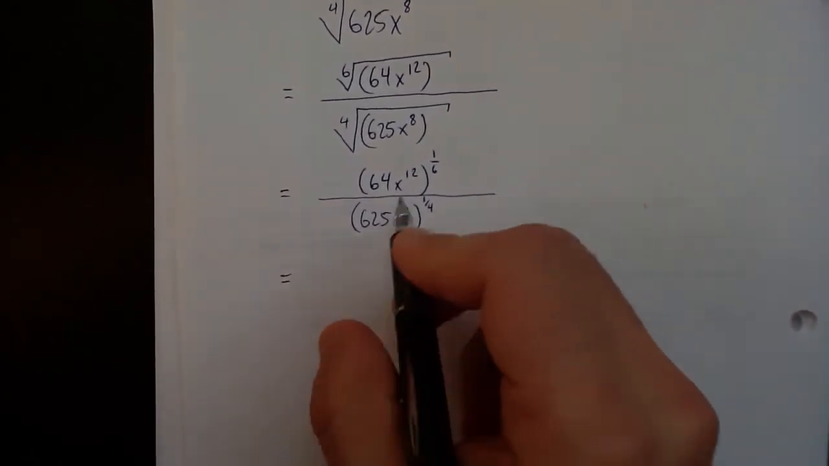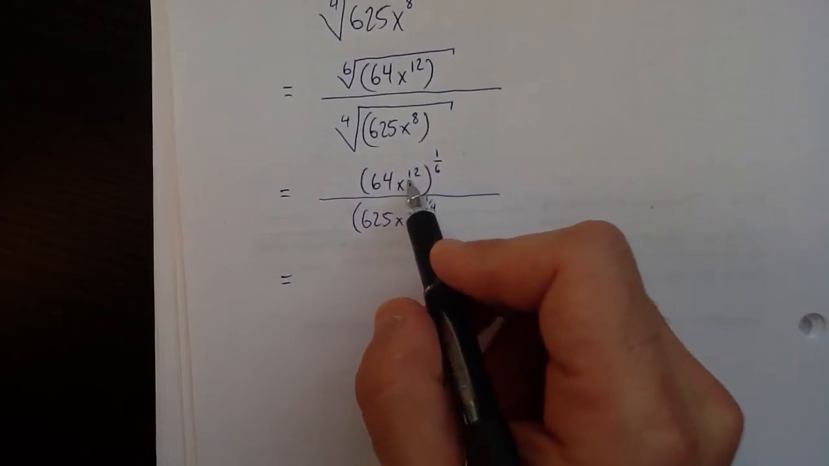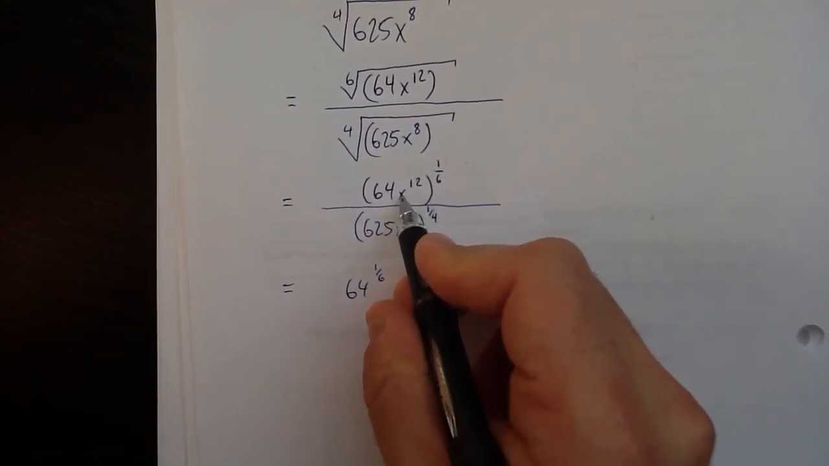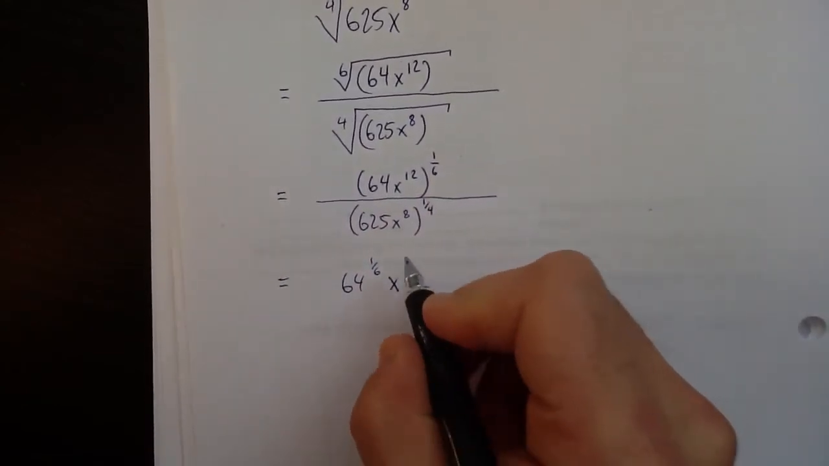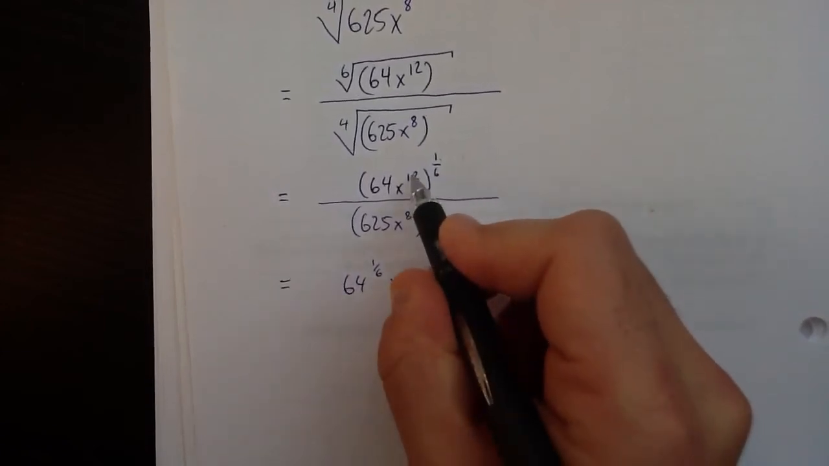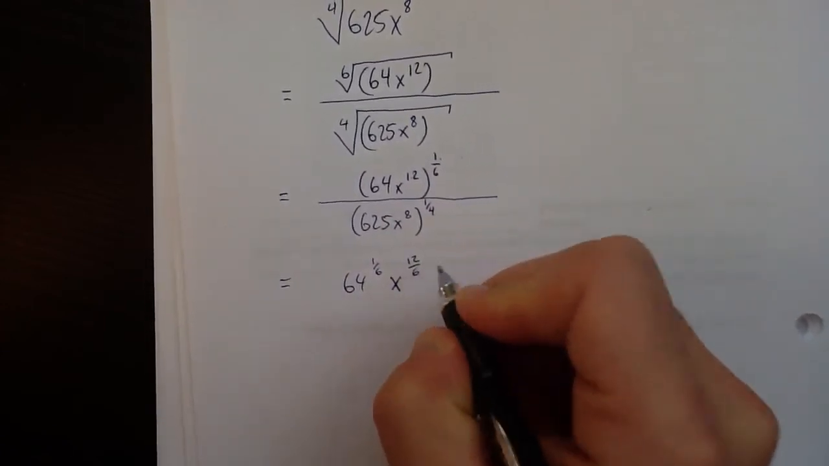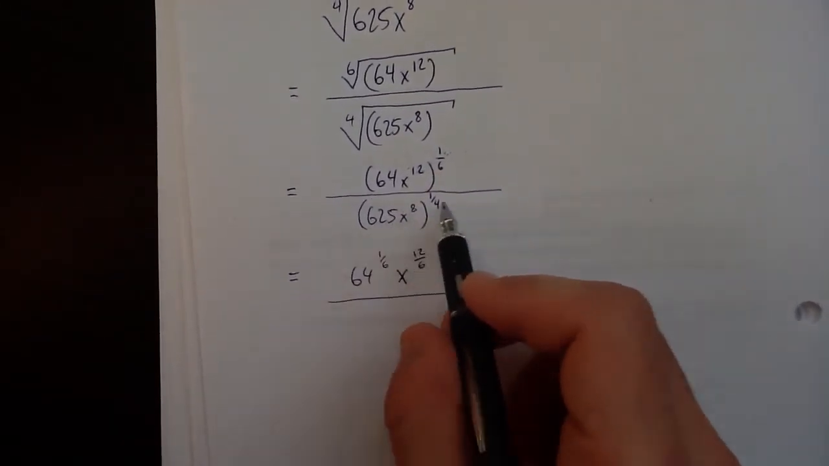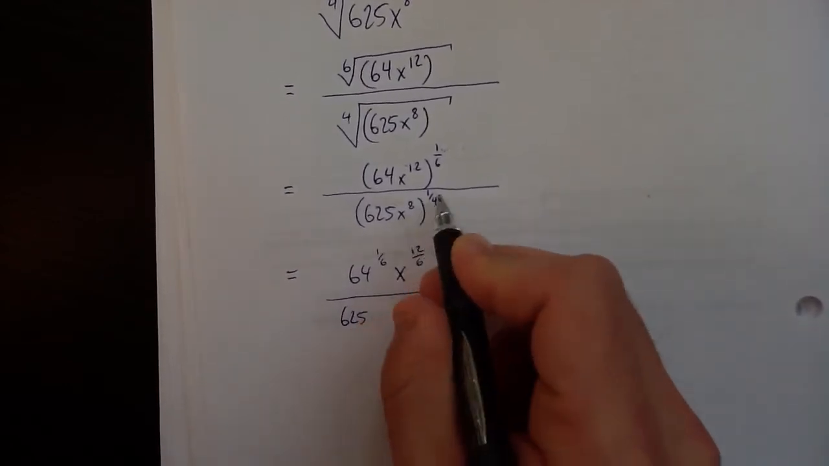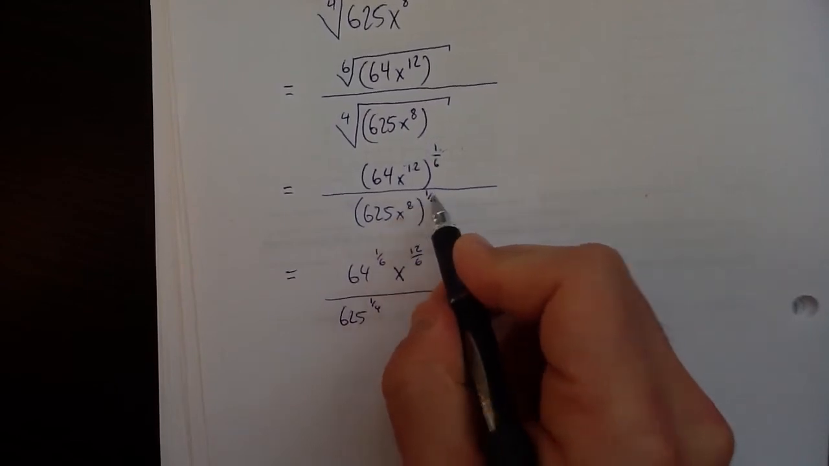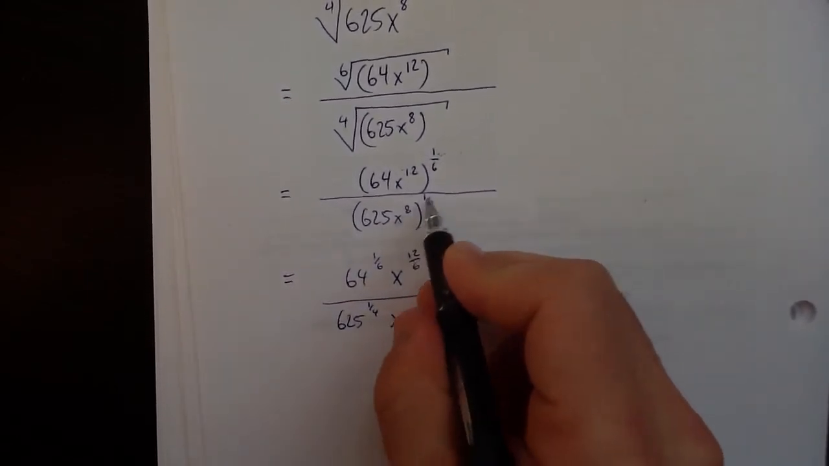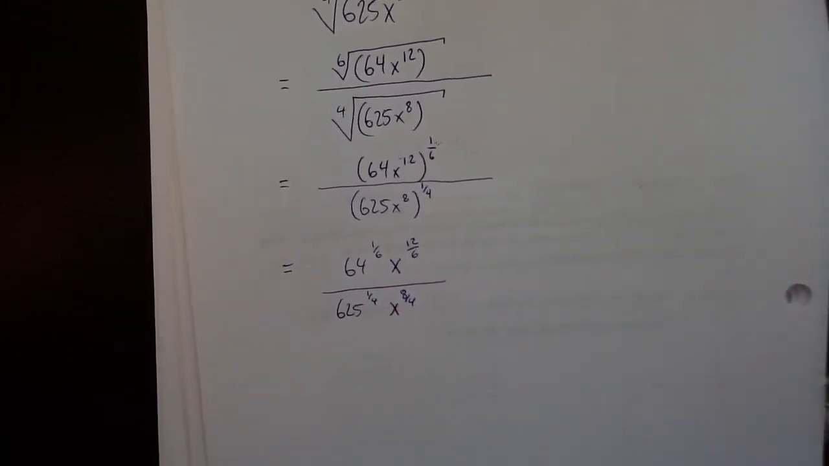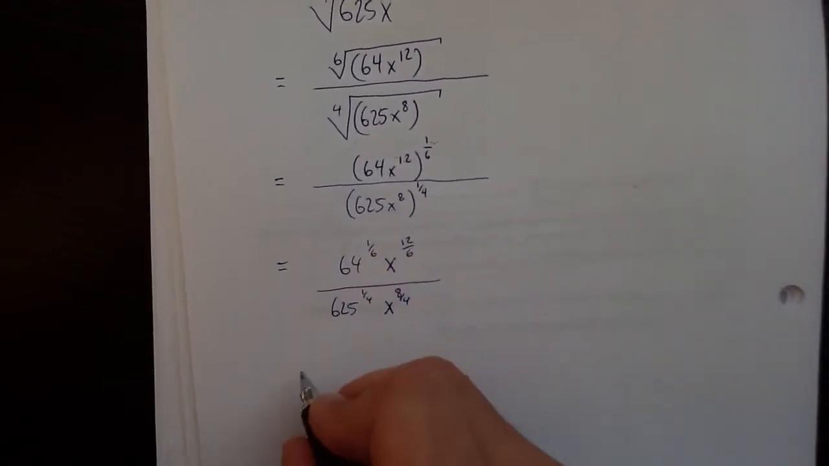Continuing this, now this is a power of a power. So this is 64 to the power of a sixth, and that's x to the power of 12 to the power of a sixth. So when you have a power of a power, you keep the base the same, and 12 times a sixth is 12 sixths. Okay, so I have 64 to the power of a sixth, and obviously that to the power of a sixth. Same thing here. This is 625 to the power of a quarter, and also x to the power of 8 to the power of a quarter. So that would be x to the power of 8 times a quarter is 8 quarters. Okay, so you have to remember that that sixth and that quarter applies to both things in there.